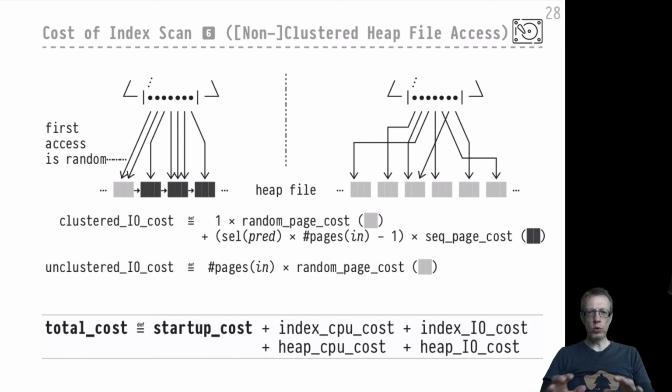Whew. So that would make up all the parameters that we need to assess the overall cost of an index scan. We would have the startup cost, which, if you recall, also accounts for the B+ tree descent. We would have the index leaf level scan costs with their CPU and IO components. And then we would have the accesses into the heap file, where this component accounts for the clustered and non-clustered case. All right, so that completes the cost formula for our index scan.